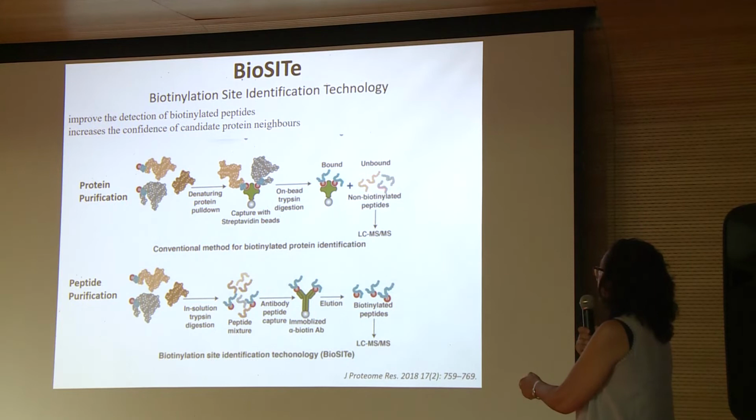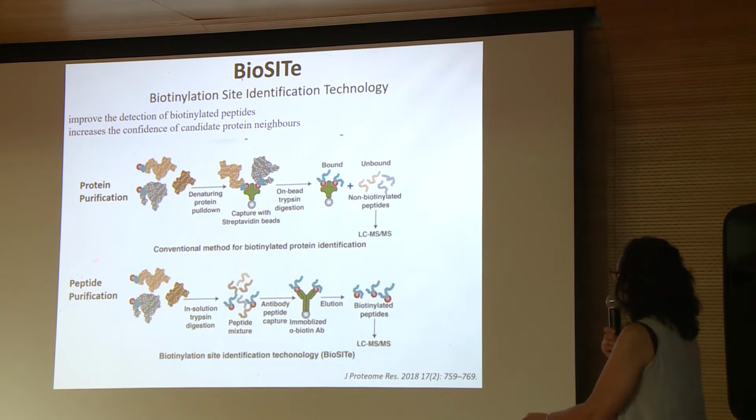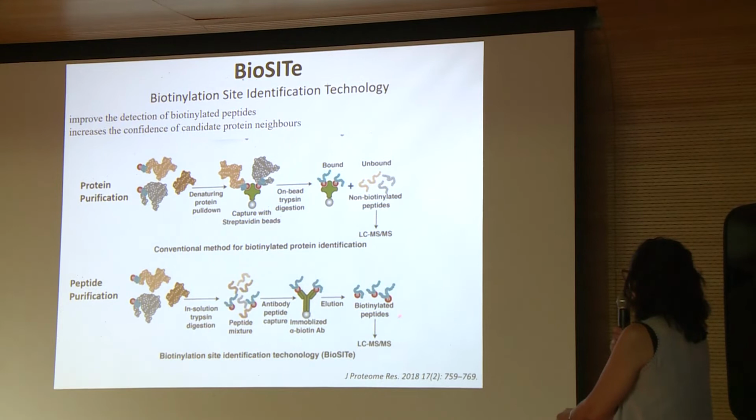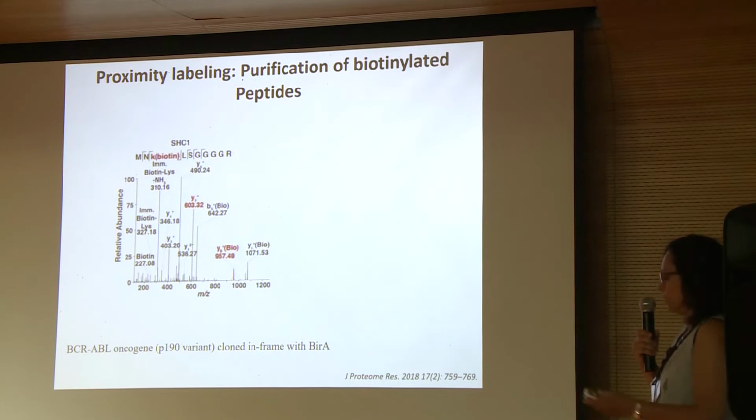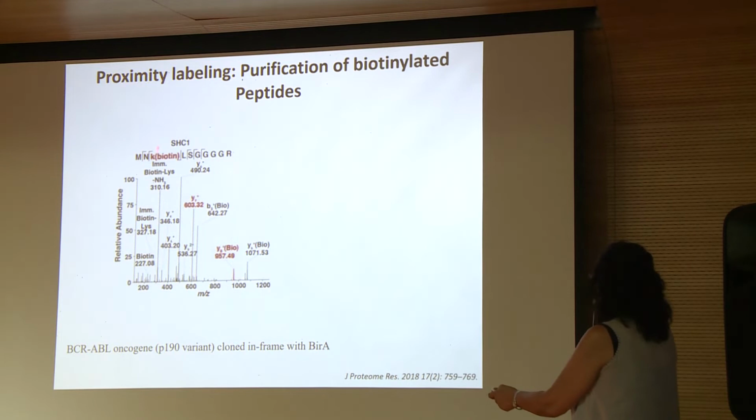However, here, the approach is different. We rely on peptide purification, so we're going to have mostly biotinylated peptides. In this case, the affinity they use is different. They don't rely on biotin-avidin or biotin-streptavidin, because this is a very strong interaction. They are based on antibodies. This increases the recovery of biotinylated peptides, which are then analyzed by LC-MS/MS. Using this approach, they have the advantage that they can identify in the mass spectra the reporter ions that confirm that this peptide is indeed biotinylated.